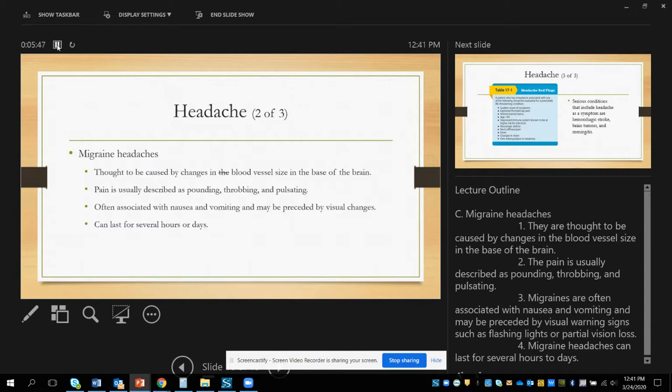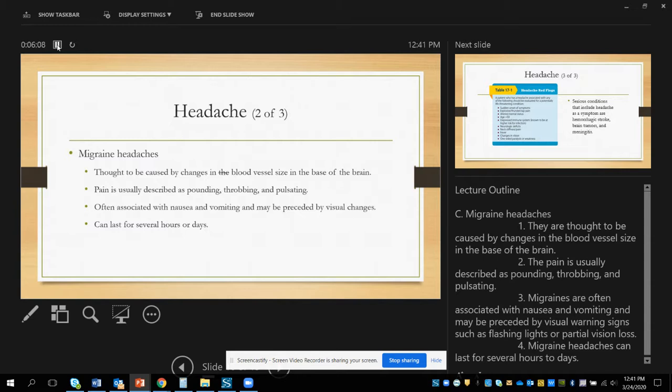For some people, it's just when the migraine occurs, but some people need to take medication every day to keep these migraines at bay. So usually this is described as a pounding, throbbing, or pulsating pain, often associated with nausea and vomiting, and also visual changes. It can last for several hours or even days. So again, this condition can be very debilitating.